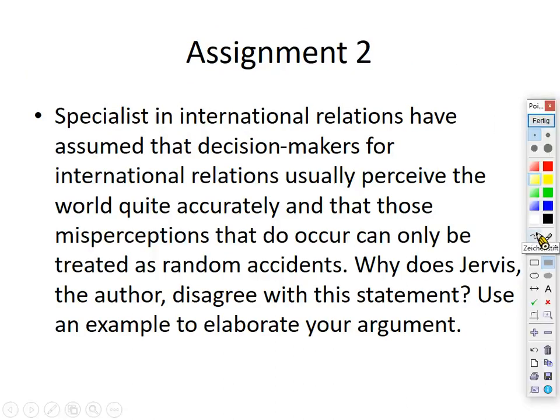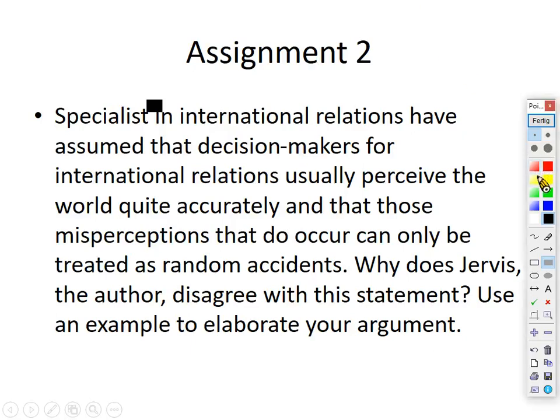And assignment number two: specialists in international relations. I'm sorry, there's a typo, specialists, yes, okay. Specialists in international relations have assumed that decision makers usually perceive the world quite accurately, and that those misperceptions that do occur can only be treated as random accidents. This is the assumption from the experts for international relations. While Jervis, the author, disagrees with this statement, why? Use an example to elaborate your argument.